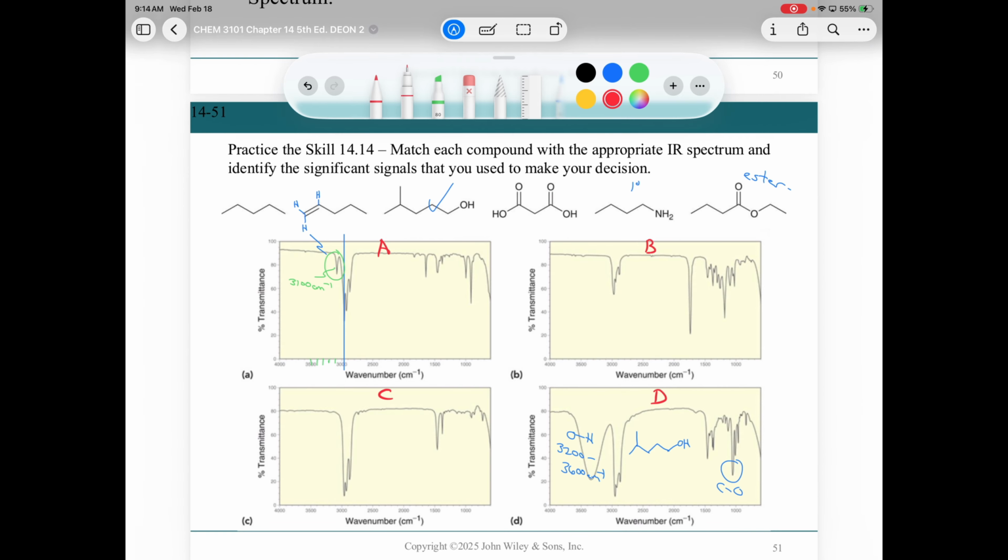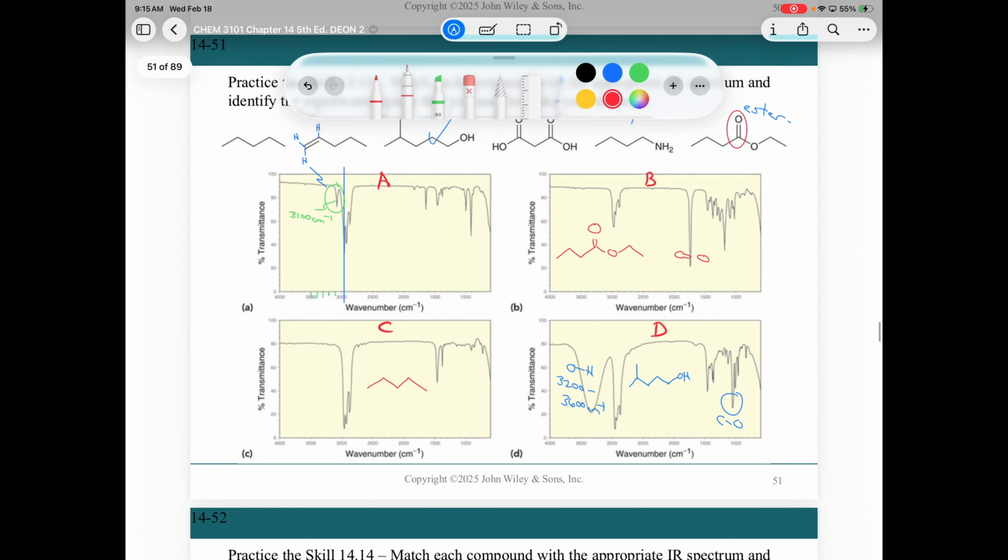Between B and C, which one would be the ester? Would it be B or C? Does anybody have a guess? Where does the carbonyl come out? Around 1,700, right? So this must be it, right, Heidi? You have a big old stretch there. So just by process of elimination, I would say this would be the ester, and I would say this boring one, I shouldn't call a spectrum boring, that's offensive, but anyhow, I would say that would be the alkane.